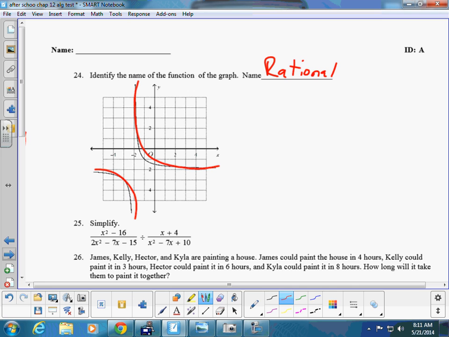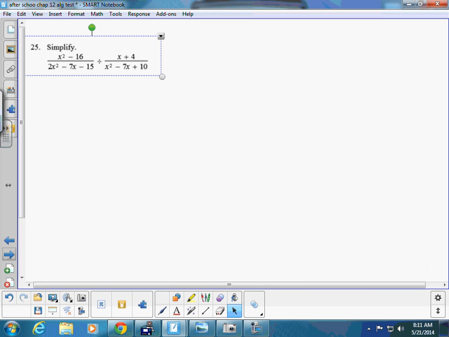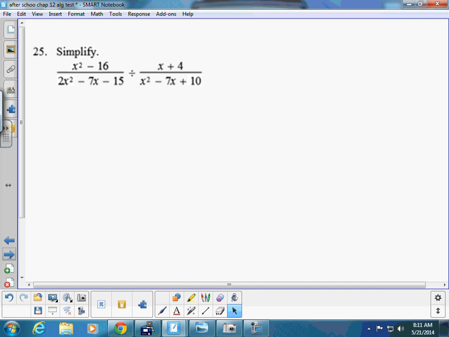Next up is number 25. 25 says to simplify. There's a division sign here, so we're going to keep, change, flip. We're also going to recognize that this is a familiar situation, and this is the long method, and this is triple starts with T. So let's work through that.